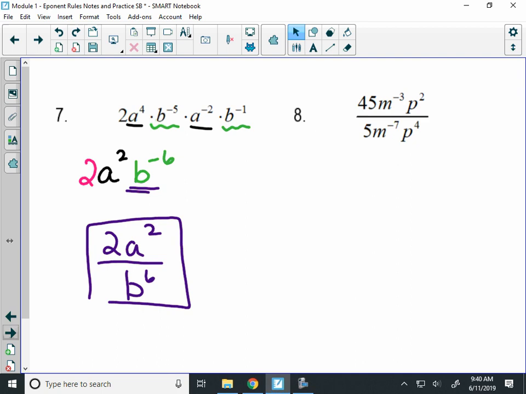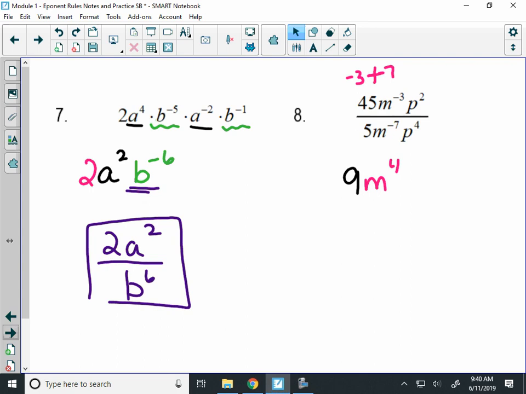Last one. First, we're going to subtract our exponents because we have a fraction here. Start with the values, the numbers. 45 divided by 5 is 9. Now, take your time here. I have negative 3 minus negative 7. That becomes a plus, which becomes m to the 4th.